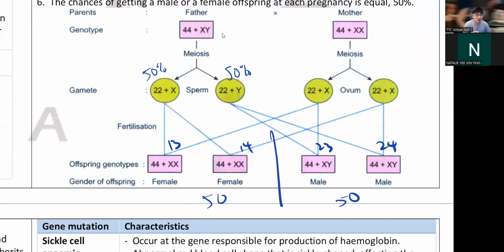Okay? It's like flipping a coin. No matter how many times you flip a coin, it will always be 50-50. You might say, but sir, I get 5 heads and 1 tail. You flip it 1 million times and see. You flip it 1 million times, you flip it 1 billion times. If you calculate the total, it's always 50-50. This is probability.